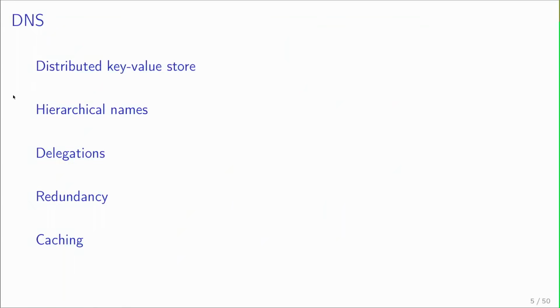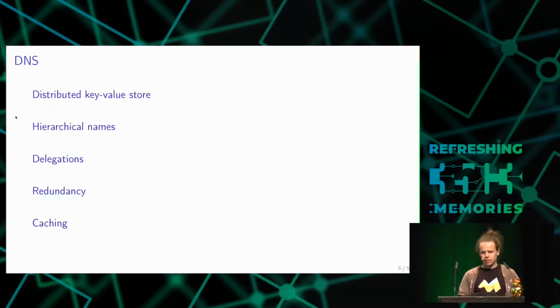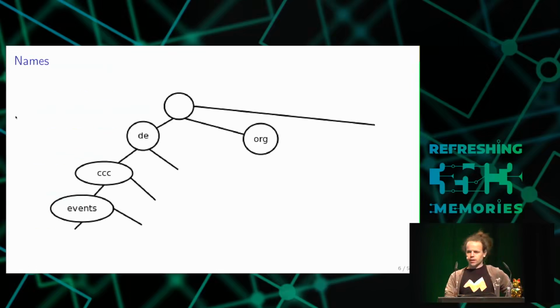DNS, in other terms, is a distributed key value store which has been standardized and specified 30 years ago. It uses a hierarchical name system, and it uses delegations to get some decentralization aspect in there. It has a built-in redundancy and built-in caching into the protocol itself. So let's look at how the names look in DNS. So we saw as a first example events.ccc.de. And the name system, as I mentioned, is hierarchical. So it is a tree-like structure.